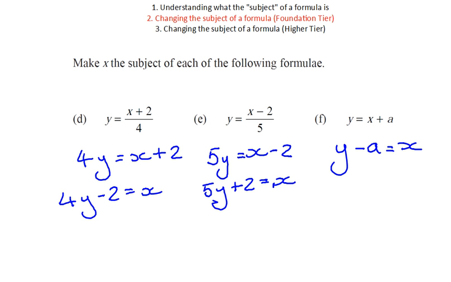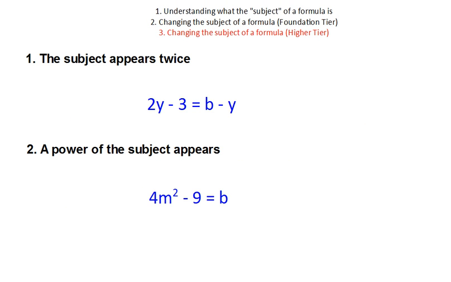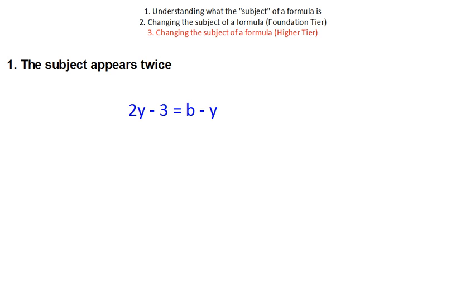Okay, if you're taking the foundation tier paper, you can stop this video now. If you're taking the higher tier, you need to keep watching. So, the difference with the higher tier, this is with the OCR examination, is that rather than the subject, which is the variable you're looking at, appearing once in the expression or equation, it can appear twice. As you can see, we've got a y here and a y here, so we've got two lots of y. Or whatever you want the subject to be, it can have a power. So here we've got m squared, so you could have to find m when it's been put to the power of something. So let's have a look at how you solve these then.